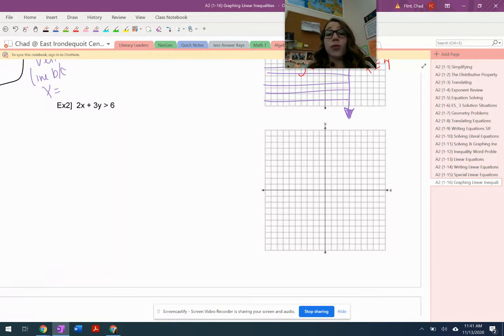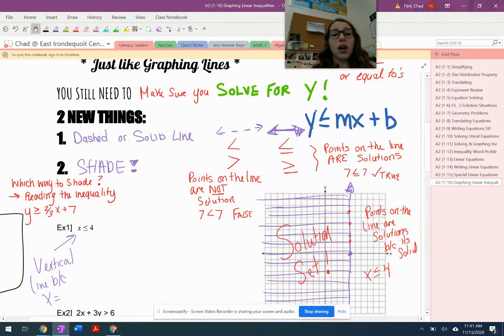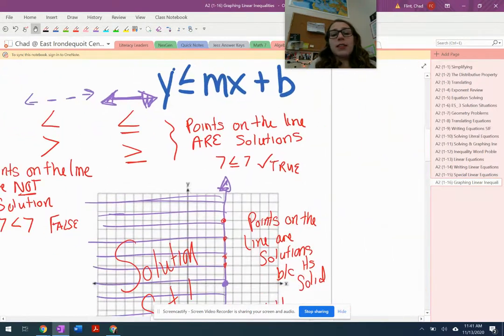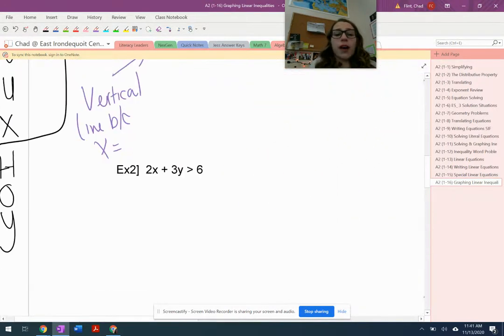All right, example 2 for 1-16. This is the last lesson of Unit 1, so prep yourself for a test and a review sheet. So, I cannot graph this equation just by looking at it because we have not solved for y yet. Make sure you solve for y first.